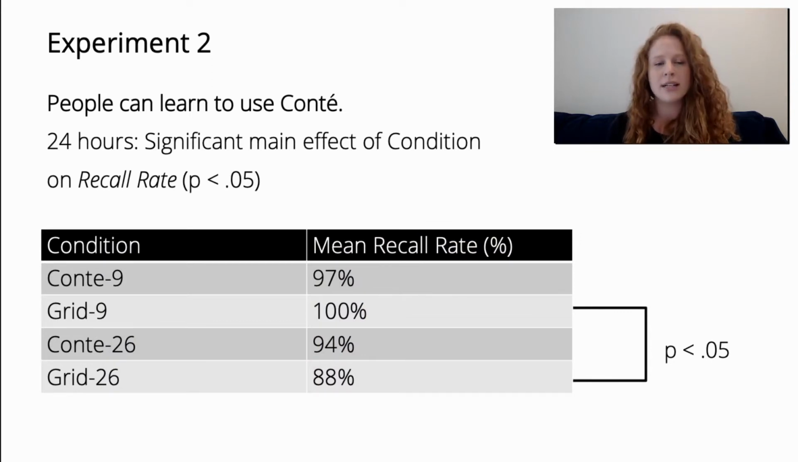Now, it's true, Conte 26 didn't beat Grid 26, but we never set out to do better. We thought the grid interface would be much easier to learn than Conte, and we just wanted to measure how much easier it was to learn. So we think that the lack of significant difference is really just due to the fact that all participants were able to learn all of the different conditions, and as you can see, the recall rates for all of them are really high. But we did do a power analysis to see how much of an effect we could have measured, and we have enough statistical power to have found a medium to large effect if one existed. So this says that if there is a difference between Conte and grid, it can only be a small difference.